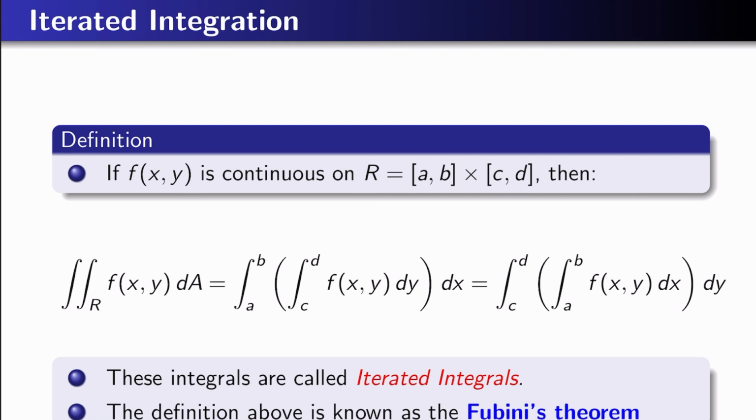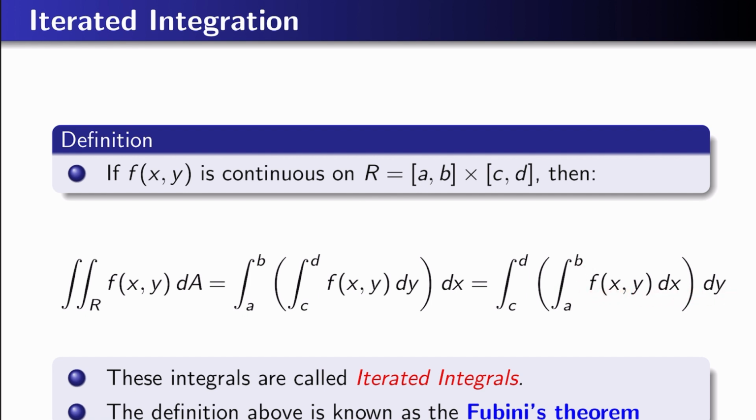In this video, we focus on iterated integration. Let's start off with the definition. Given a function f of x y which is continuous on the finite rectangle [a,b] cross [c,d], then the integral over the region R is defined to be the integral from a to b, that of c to d, f of x y dy dx, which is equal to the integral from c to d, then a to b, f of x y dx dy.